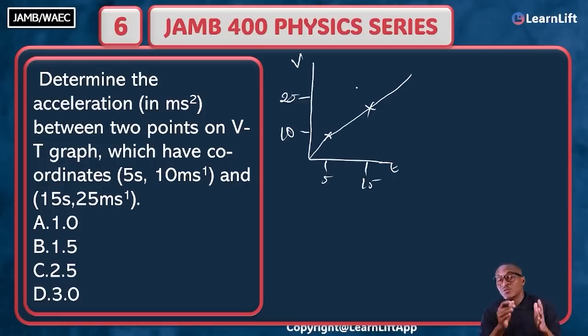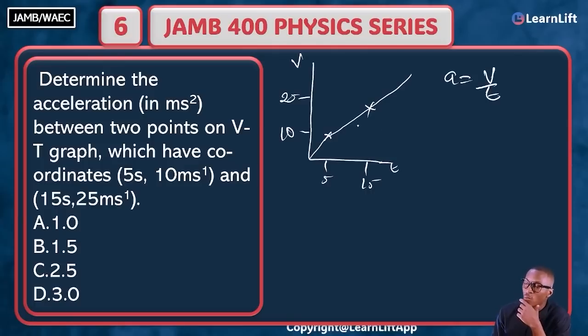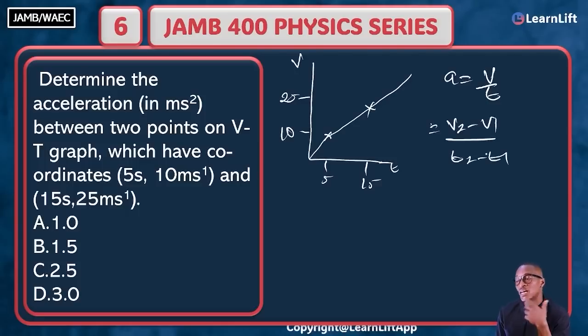If you watch my class, I told you that in a velocity-time graph, acceleration is the slope. Because what is acceleration? Acceleration is given as change in velocity over time. And from here, what is slope? Slope normally is given as v2 minus v1 all over t2 minus t1. So that's slope. So acceleration will be equal to slope in the velocity-time graph.